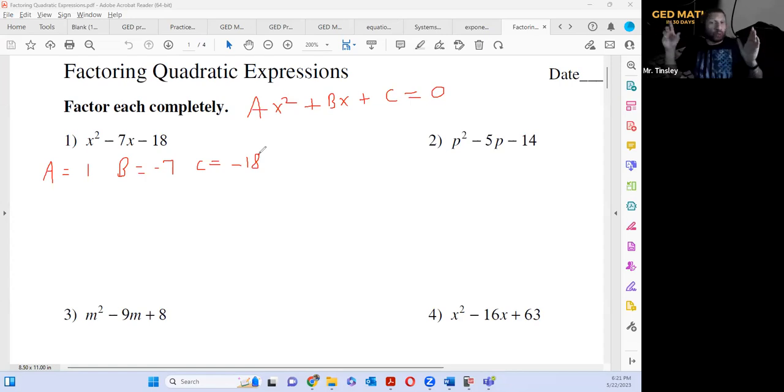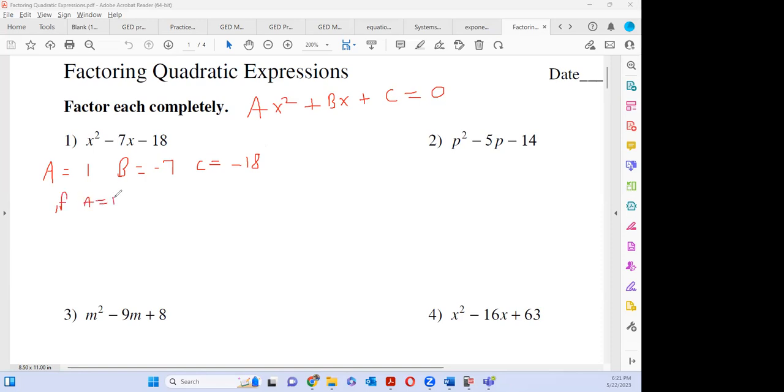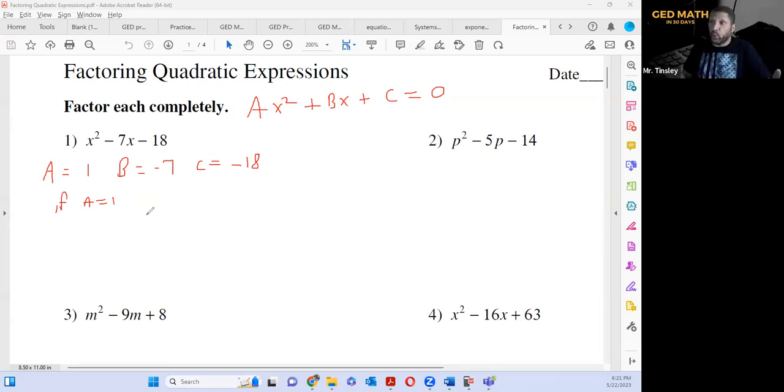First we have to know that the standard form of a quadratic equation is ax squared plus bx plus c equals 0. The second thing you have to be able to do is identify a, b, and c. If you have x squared, not 2x squared, not 5x squared, then a is 1. When a is 1, I want you to find the factor pairs of -18.